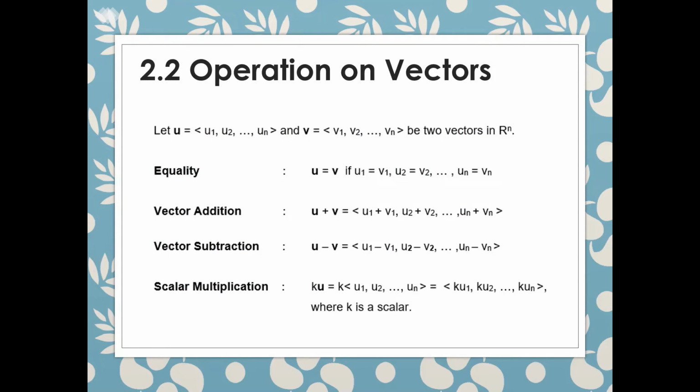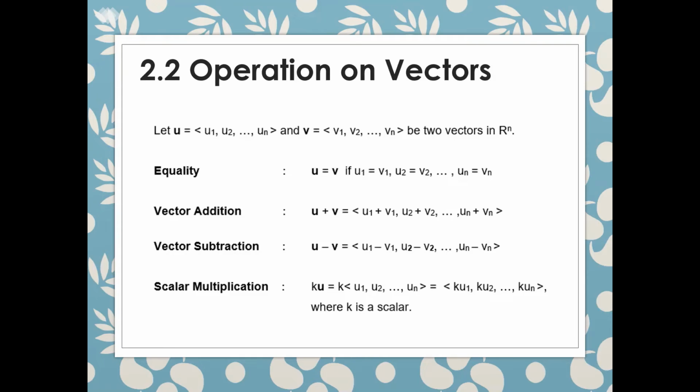Now that you have the basic idea of what a vector is, next we will look at the operations that can be done with vectors. The first operation is on equality. If two vectors are equal, then the corresponding components should be the same, meaning U1 equals V1, U2 equals V2, U3 equals V3, and so on.